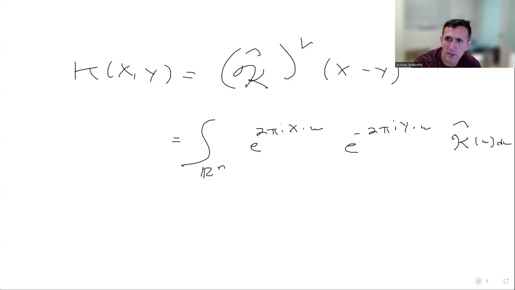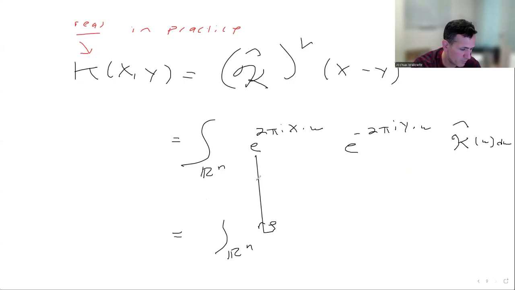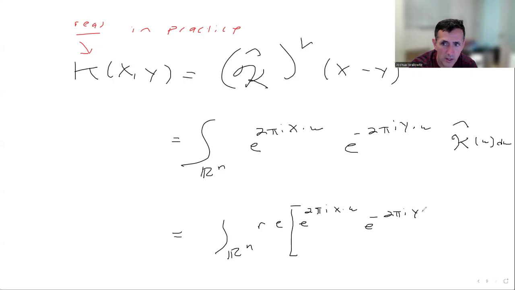So in practice we're assuming k is real. So let's assume this is real. So this is going to be equal to the real part, which you can always bring in an integral. So the same thing. The real part of i x dot omega minus 2 pi i y dot omega.